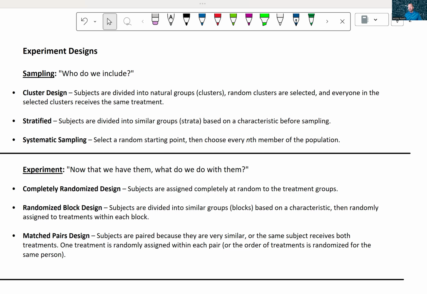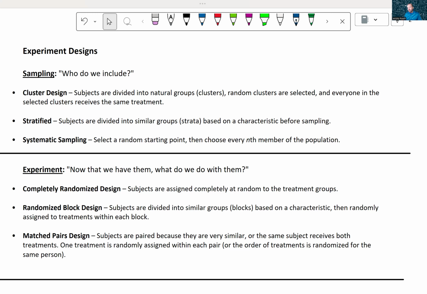The first one is a completely randomized design. This is where subjects are assigned at complete random. So we randomly split everyone. We also have randomized block design, which is where we make groups first based on different characteristics, and then we randomly assign treatments within each of those groups. And then finally, we have matched pairs design. This is where we make pairs instead of groups. So we might have two similar people, or just one person gets both treatments.